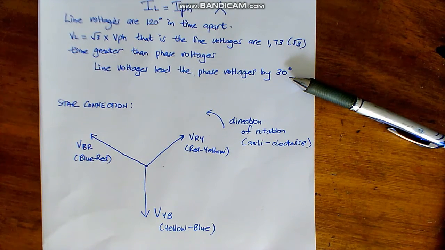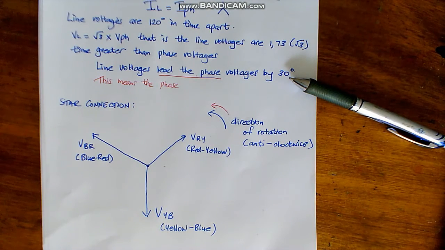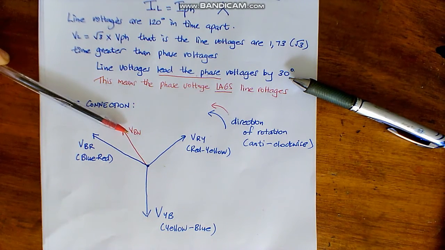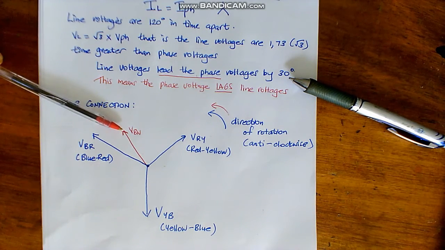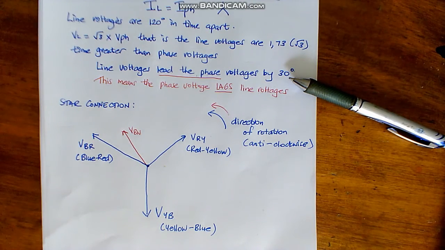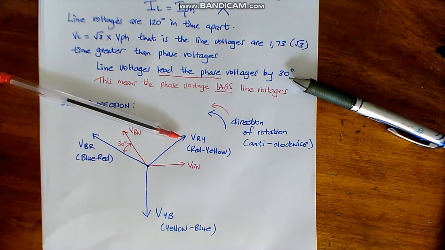Notice the direction of rotation, and it says that it's going to lead by 30. So VBN will be 30 degrees lagging VBR. So VBN is lagging VBR by 30 degrees. VRN will lag VRY by 30 degrees. And VYN will lag VYB by 30 degrees.